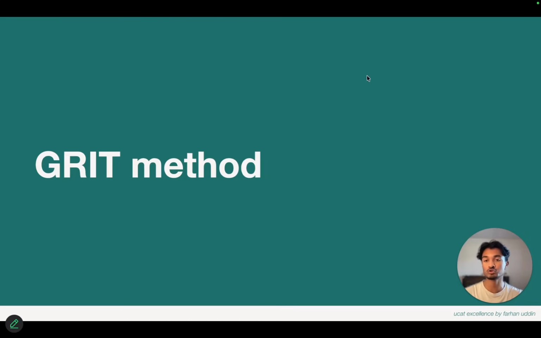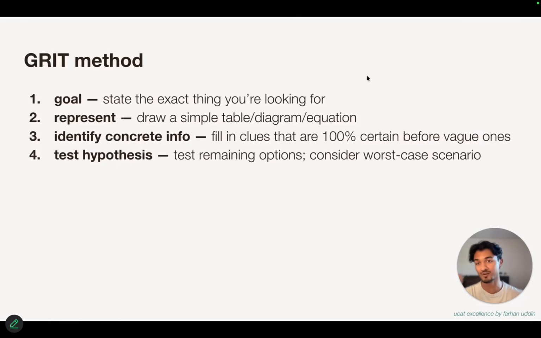So let me introduce you to the GRIT method, which is, first of all, we need to state the exact thing that you're looking for, establish the goal. Then we represent it by drawing a simple table or a diagram or an equation. We then identify concrete pieces of information, which is filling in clues that are 100% certain before the vague ones. And then we test the remaining options and we consider worst case scenarios if we have to.